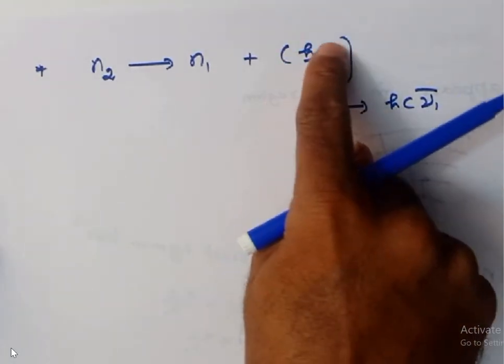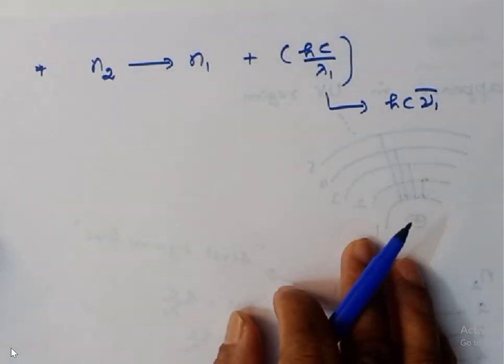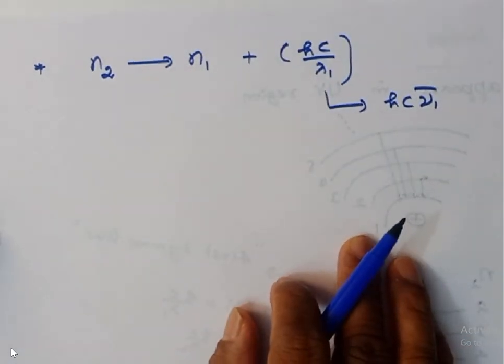This is in terms of wavelength. This is in terms of wave number. You can write in wavelength or wave number. Okay, it's up to you. Now, observe this carefully.